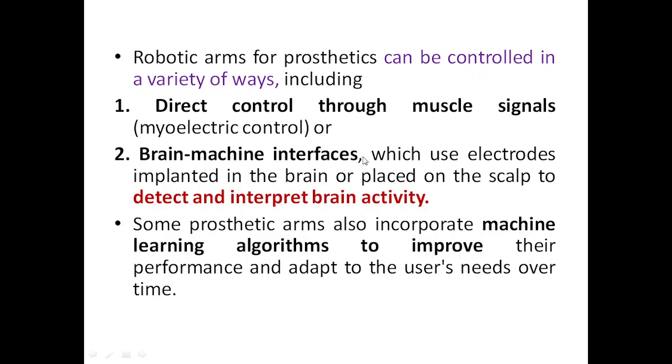Next we have the brain machine interface, where electrodes are implanted in the brain or placed on the scalp, like EEG, which we discussed in the previous topic, to detect and interpret brain activity. Whatever the brain is telling, the machine, that is the robot, has to do. That's why we need a brain machine interface. Some prosthetic arms also incorporate machine learning algorithms. Nowadays AI and ML are coming in, and machine learning algorithms play a very important role in this research, to improve performance and adapt to the user's needs over time.